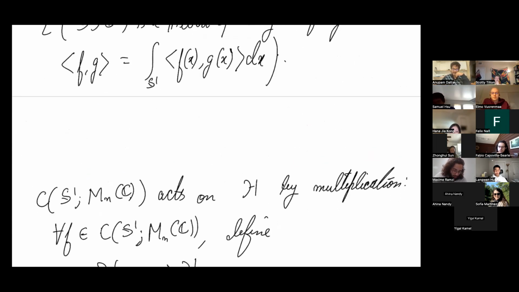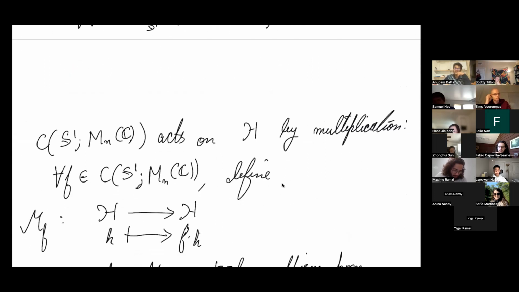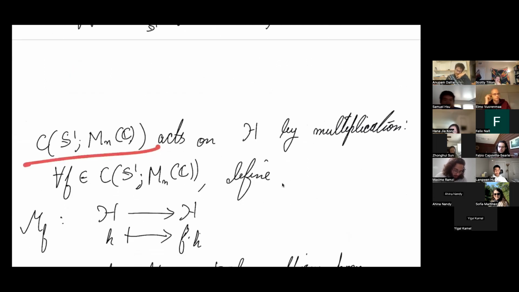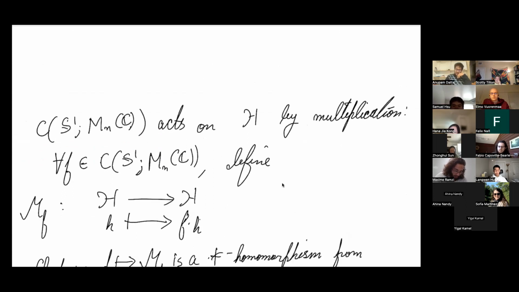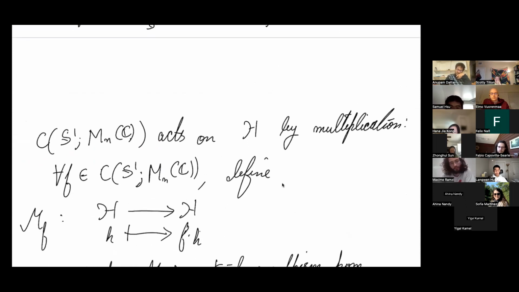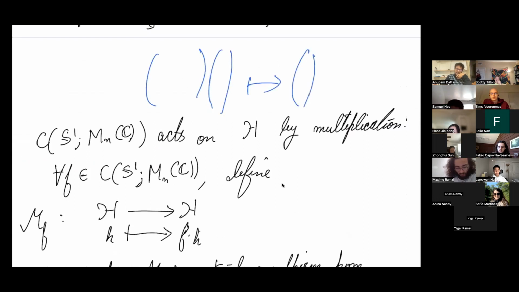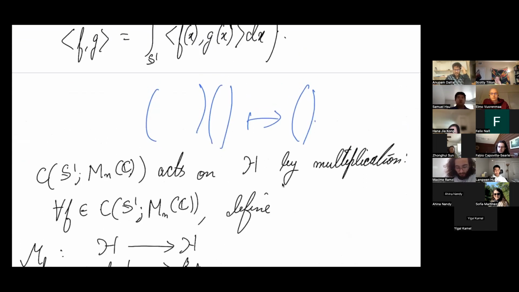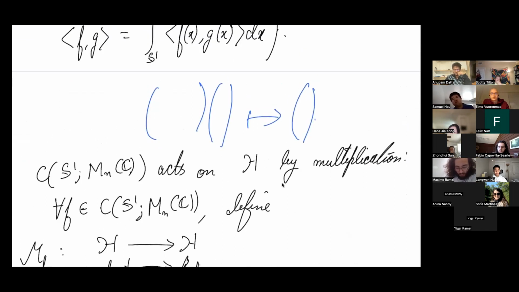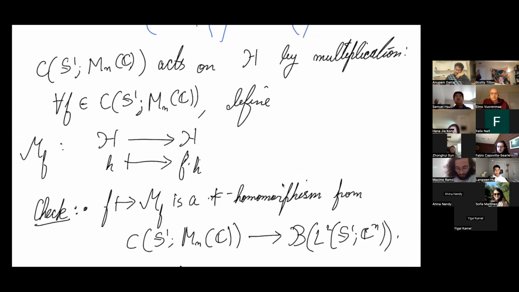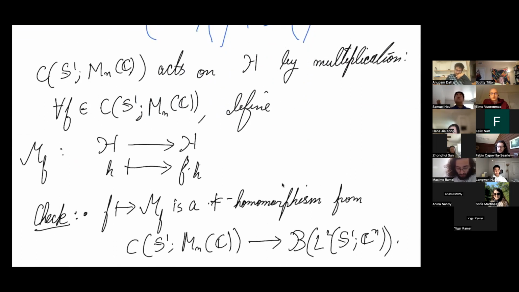And this Hilbert space takes a nice action from the space of continuous functions on the circle, which takes values in n cross n matrices. And this is essentially just a big generalization of the fact that an n cross n matrix acts on a vector in C^n and produces another vector in C^n. It's just this thing, but done continuously for every point on S1. And the action is called the multiplication operator.